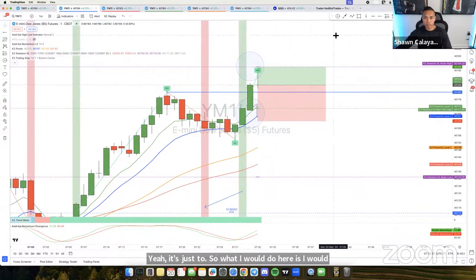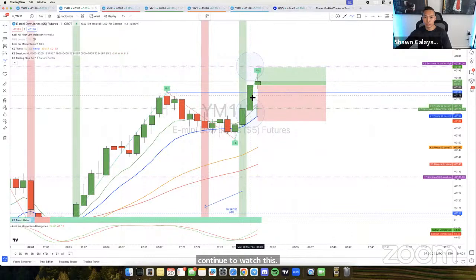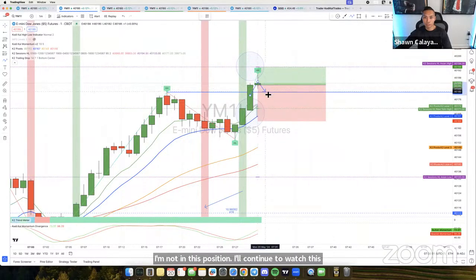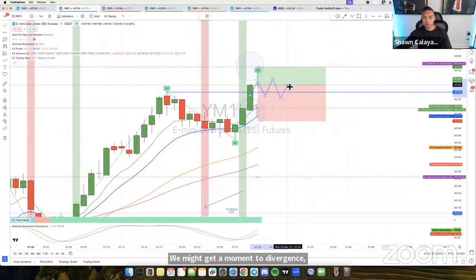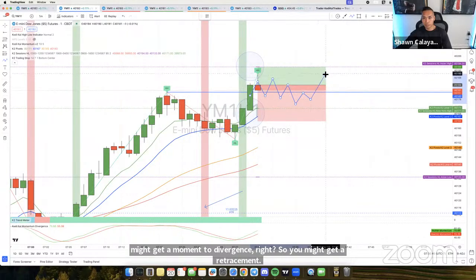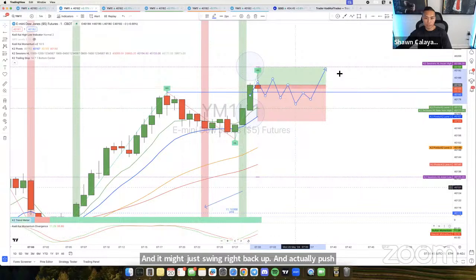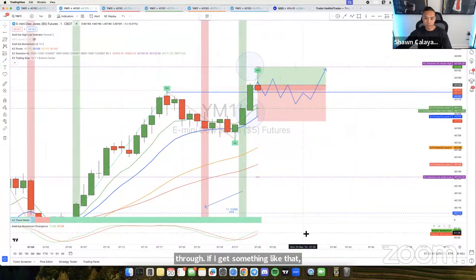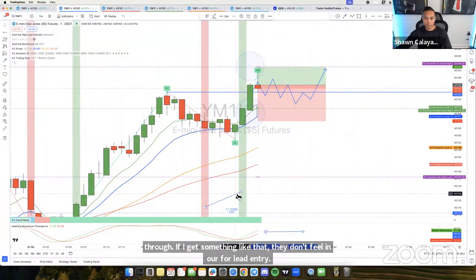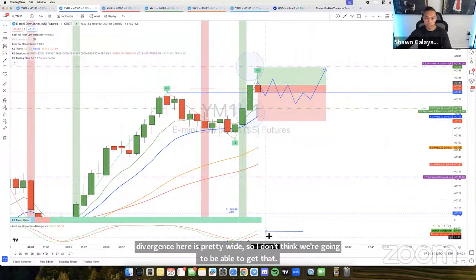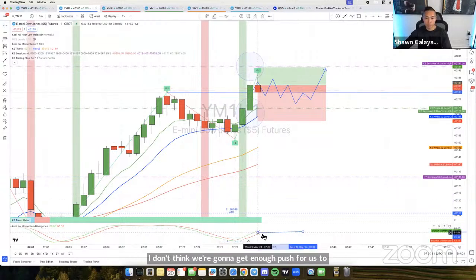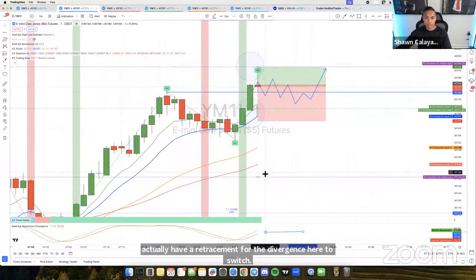I'll continue to watch this because if we get some consolidation right here, we might get a momentum divergence, right? So you might get a retracement, and then it might just swing right back up and actually push through. If I get something like that, then okay, I'll enter it for a late entry. The divergence here is pretty wide, so I don't think we're going to get enough push for us to actually have a retracement for the divergence here to switch. But that's what I'm going to be looking for.